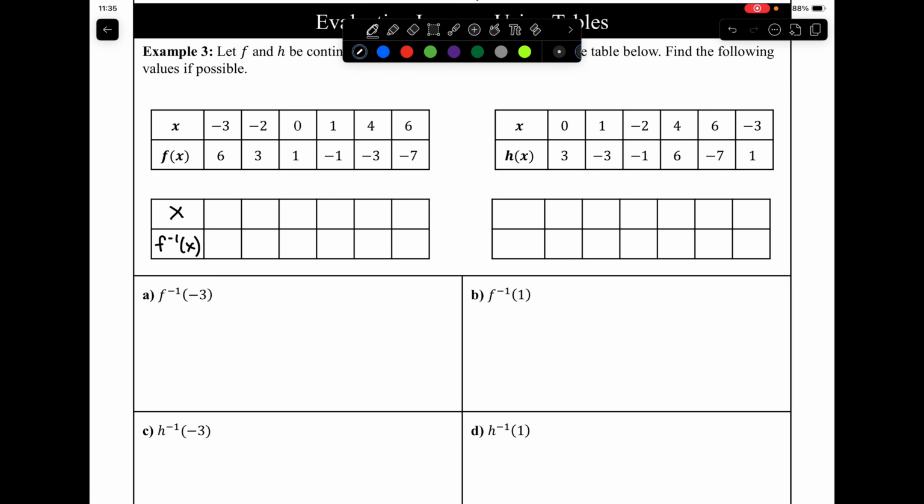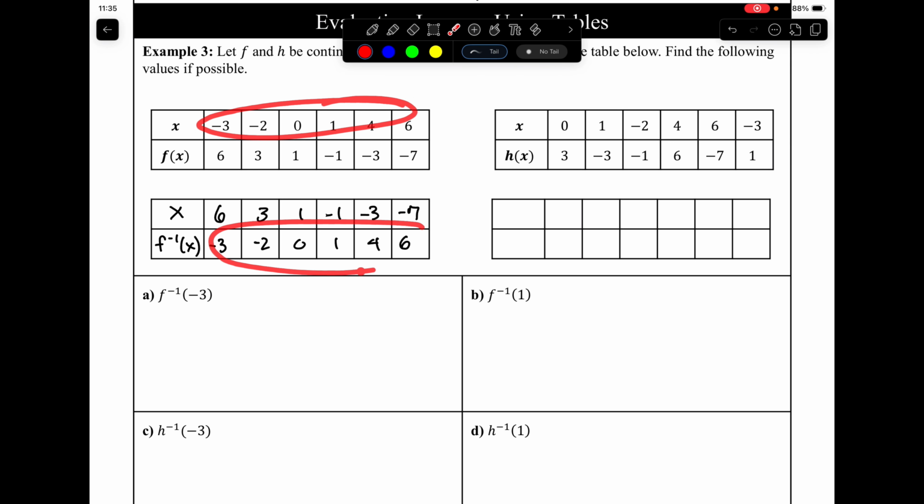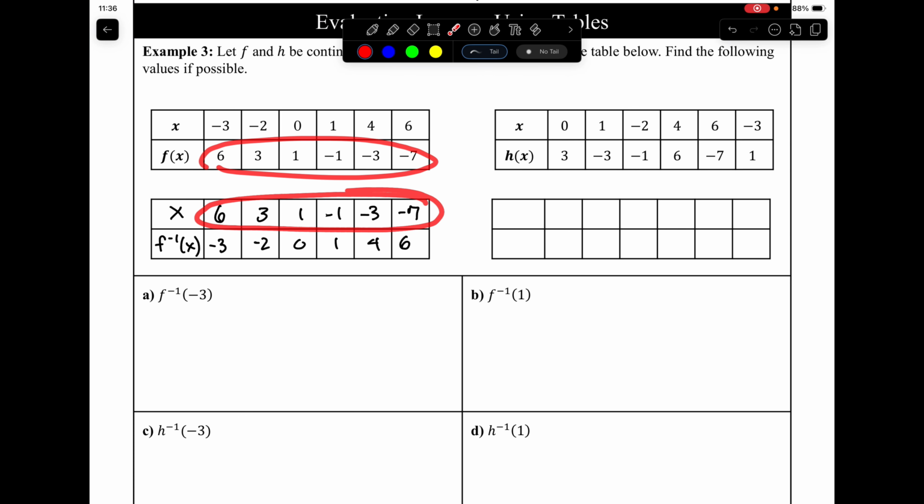So that, again, like I mentioned, simply switches the x and y. The x input values will be 6, 3, 1, -1, -3, and -7, while the output values will be -3, -2, 0, 1, 4, and 6. So you see, I made the y values of the function the input values of the inverse. Using this table, I can figure out what f inverse of -3 equals.